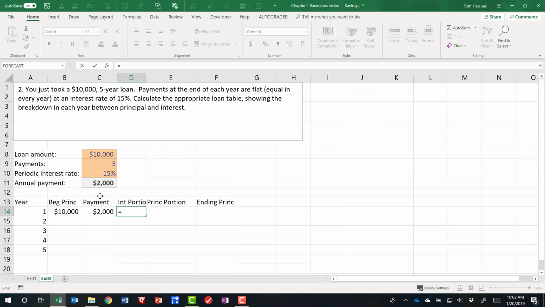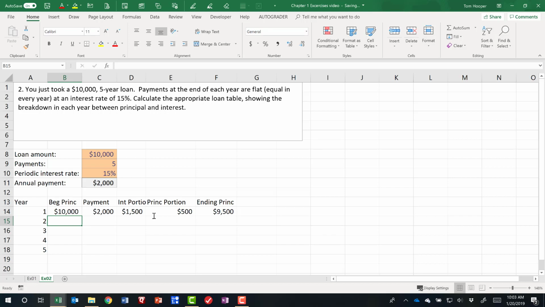The interest portion will be the beginning principal of that year times the periodic interest rate. Notice we'll lock the interest rate so it doesn't move when we copy it down, but we do want the beginning principal to refer to the appropriate year. So that's just a relative reference and an absolute reference. The principal portion is the payment size minus the interest portion. So whatever doesn't go to interest from our payment is left over to go to principal. And the ending principal is what we started with minus any principal that we paid down.